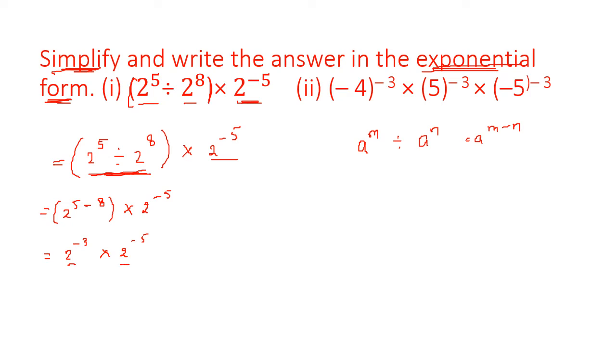Now this has become the same base with the multiplication sign. So what will we use? a raised to m into a raised to n equals a raised to m plus n. So we have 2 raised to minus 3 plus minus 5. That is 2 raised to minus 3 plus minus 5, which is minus 8. So we get 2 raised to minus 8. You can keep it as 2 raised to minus 8 or change it into 1 upon 2 raised to 8.